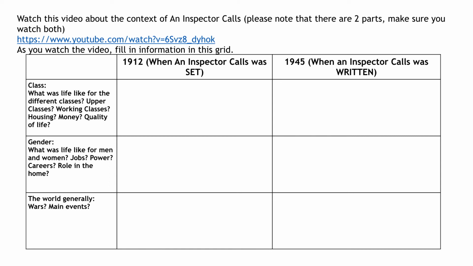So think, what was life like for the different classes in 1912? Upper classes, working classes, housing, money, quality of life, divide, attitudes. Gender, what was life like for men and women? Jobs, power, careers, role in the home, thinking 1912 versus 1945. And the world generally, the wars, the main events. So think about before World War I and World War II, before the Titanic sunk, before the Germans declared war, okay, and after in 1945, what the audience learn with hindsight, having watched it in 1945 after all these events take place.